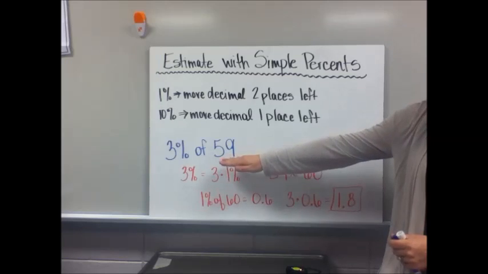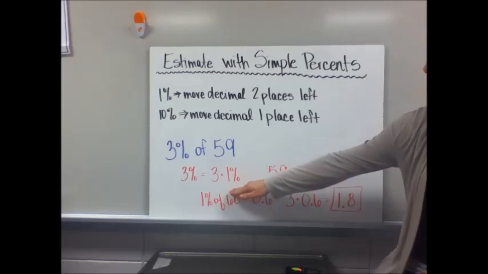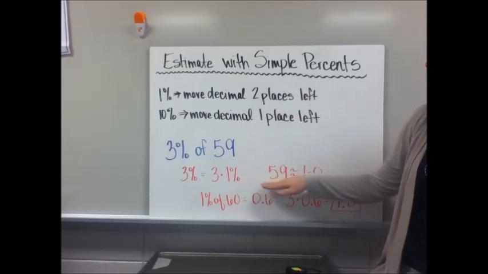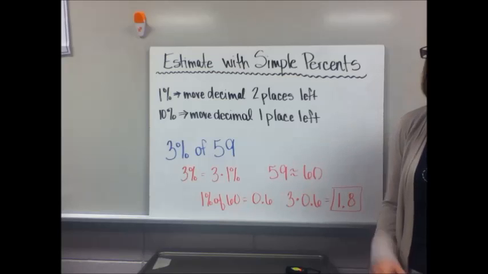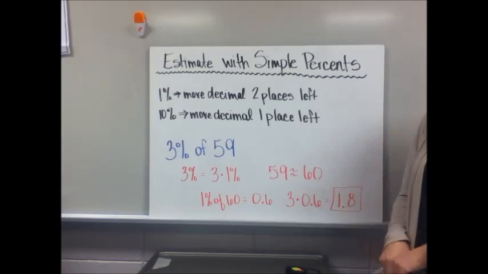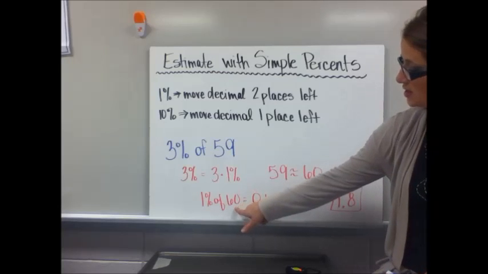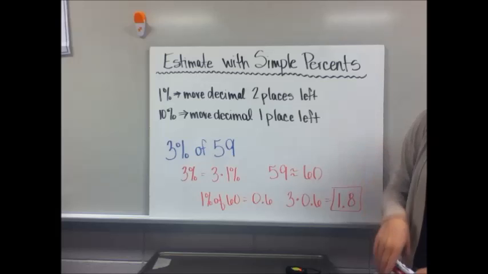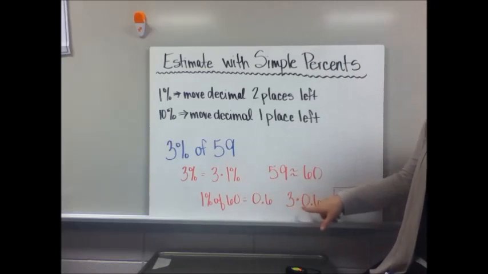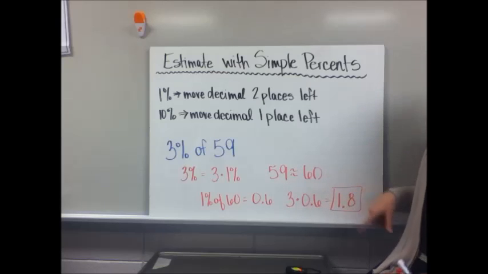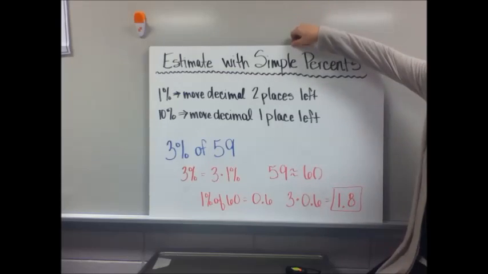So here's an example of 3% of 59. 3% is equal to 3 times 1%, and we know how to find 1%. 59 is about 60. When you see that squiggly equal sign, that means about. It's not exactly equal to, but it is close to that. 1% of 60 is 0.6. I know that because I moved the decimal 2 places to the left as in our directions above. And as I said right here, I have 3 1%. So 3 times 0.6 is 1.8. So 3% of 59 is about 1.8.